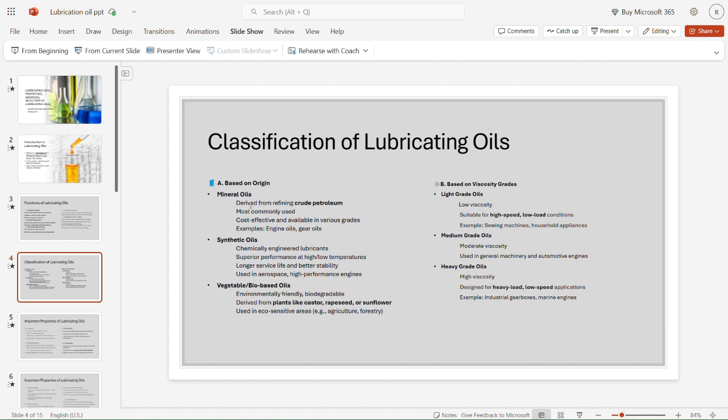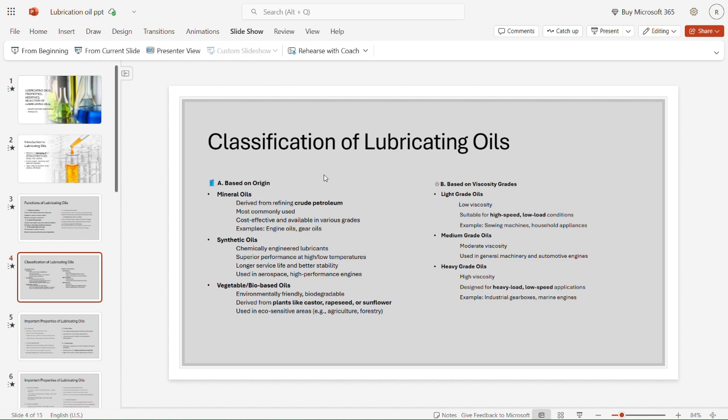Basically mineral oil is derived from crude petroleum. It is the most commonly used oil in various machineries. It is cost effective and available in various grades. We use mineral oil in engine oils or gear oils. Then the second one is synthetic oil.